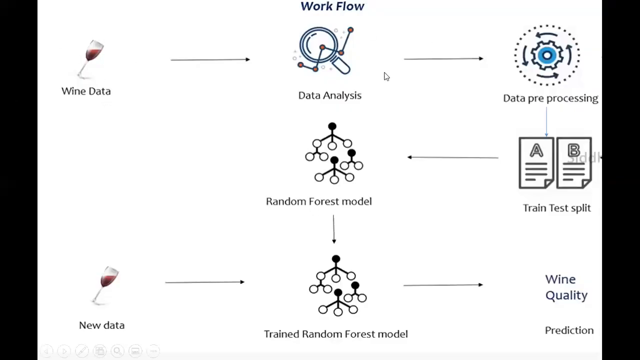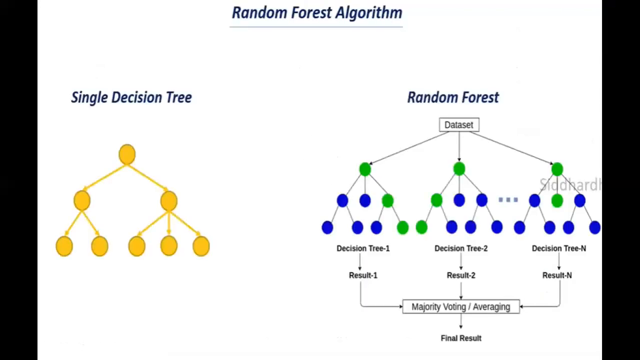So we got wine data. We are doing data analysis, pre-processing, and splitting data into training and testing. We are going to apply random forest. What is a random forest model? Random forest is like a classification tree. The target is whether the wine is good quality or bad quality.